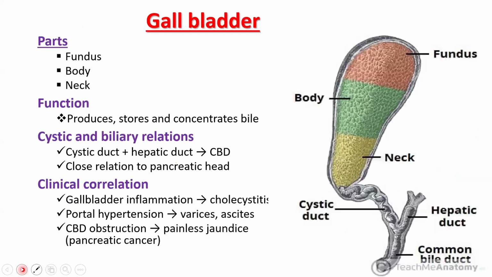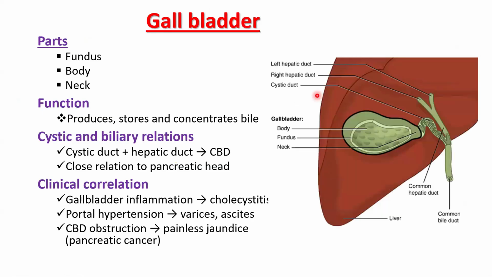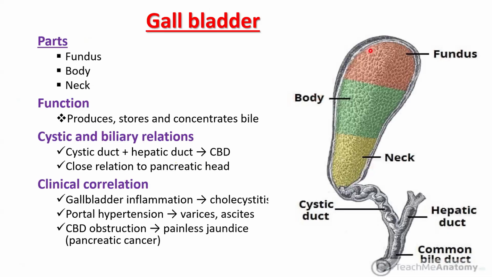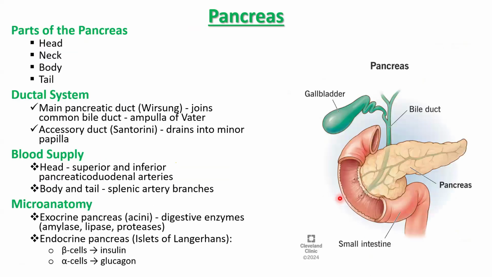Yeah, so this is what I was talking about. As you can see here, you can appreciate the fundus. They are color coded in brown. Then you can see the body color coded in green. Then you can see the neck color coded in yellow, giving us the cystic duct, joined by the common hepatic duct to give us the common bile duct, as you can see there. Okay, so let's go to the pancreas.